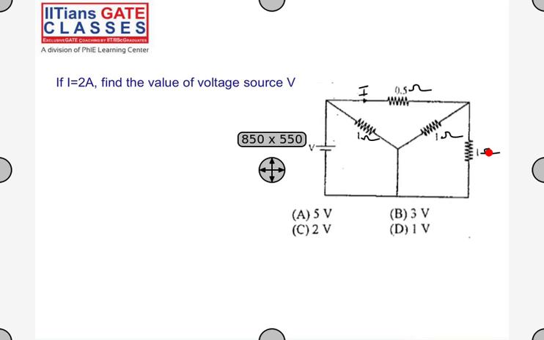2 volts. Right. Okay. So how did you do this? Do you see any star delta or any other combinations? See, these two are in parallel, 1 ohm and 1 ohm are in parallel. So when 1 ohm and 1 ohm are in parallel, what is the equivalent resistance?